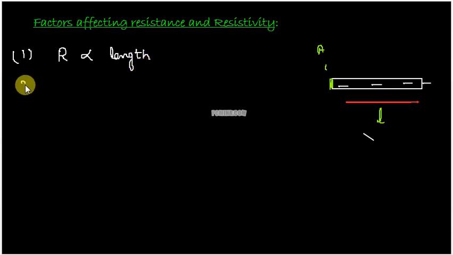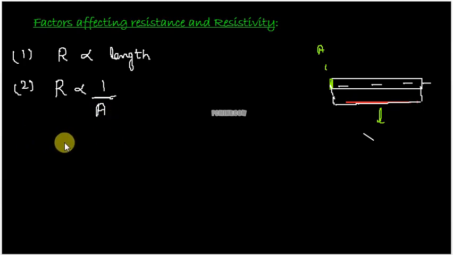The second factor would be, see, if the area is made double, don't you think the collisions would be less? Obviously, if you're driving on a wide road, the chances of collisions and accidents are less. So, wider the road, lesser the collisions. Similarly, thicker the conductor or more the area of cross-section, lesser will be the collisions and hence lesser will be the resistance. Therefore, resistance of a conductor is inversely proportional to its area.